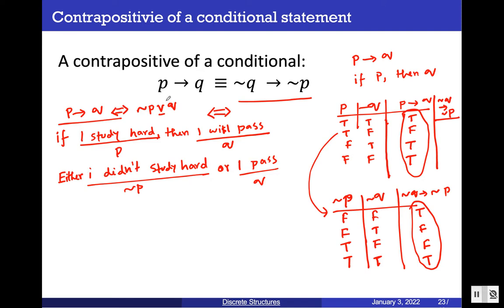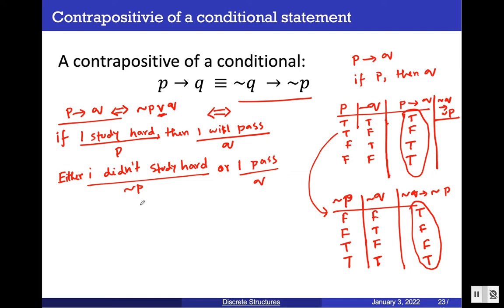All right, so either I didn't study hard or I pass. This is equivalent to the statement not P or Q, and you can see that they are actually the same. They're actually logically equivalent. You can also test them using a truth table. Okay, so P implies Q is logically equivalent to not P or Q. So you can see that if I study hard, then I will pass. This is P implies Q. Either I didn't study hard, which is not P, or I pass, or Q. This is the same English sentence. They both mean the same.